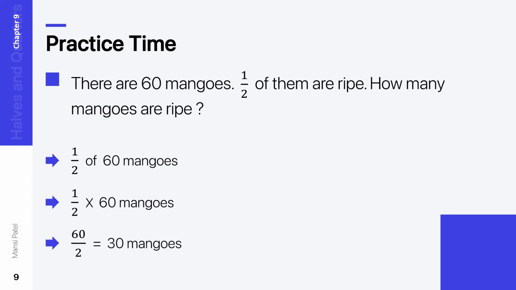So 60 upon 2 is equal to 30 mangoes. Now here you have to just do the division of 60 divided by 2. So your answer is 30. So how many mangoes are ripe? So we can say that, therefore, 30 mangoes are ripe.